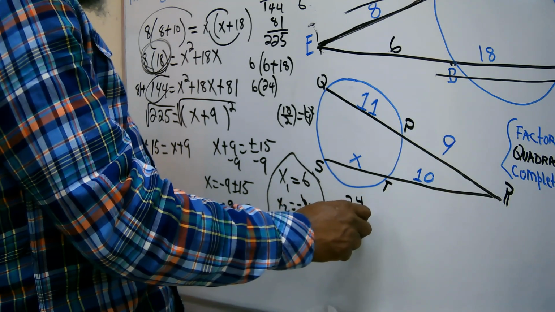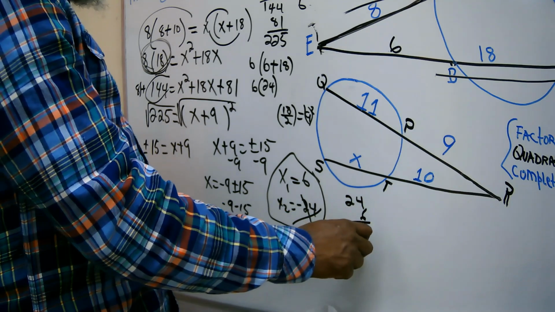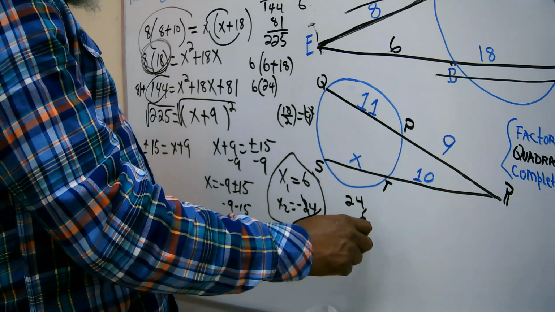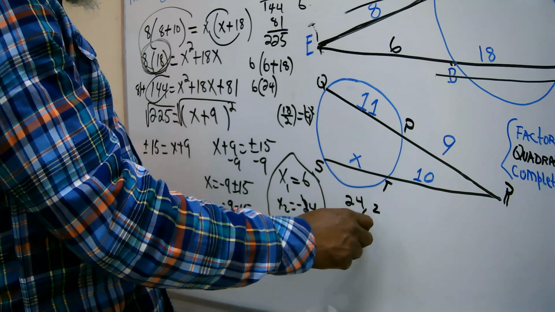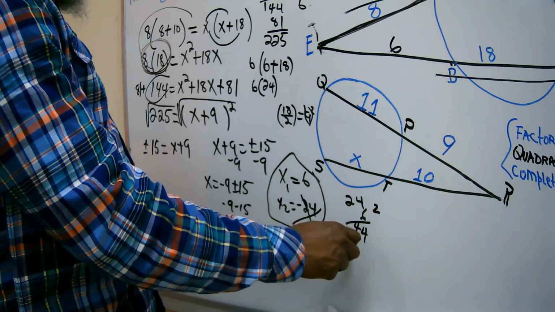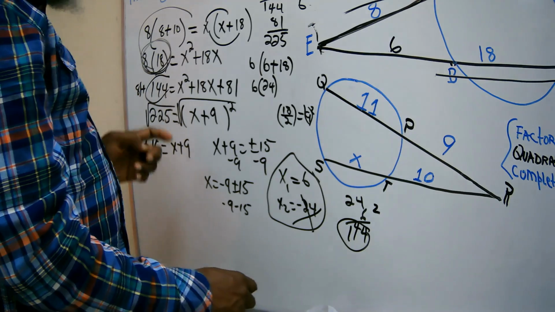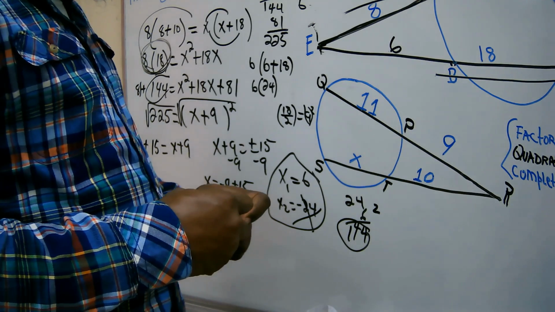24 times 6. That will give you 14. 24, you carry 2, 12, 14. As you can see, 144 is equal to 144. So that is the first problem.